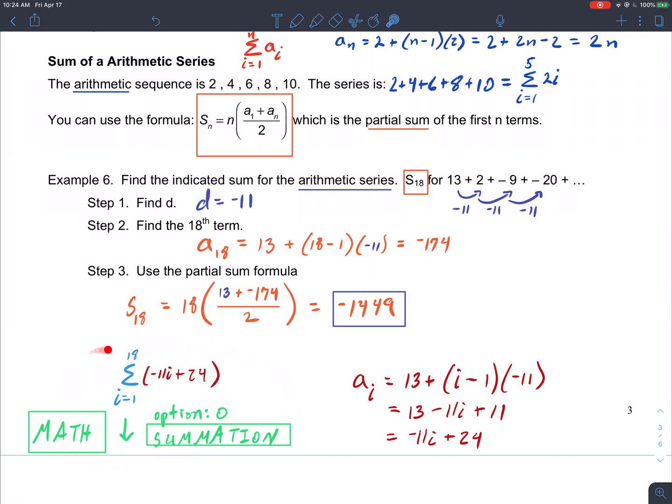Please note, last thing I'll say here, none of this is necessary. Everything I've done here, all of this sigma notation stuff, is not necessary for these problems. These problems are arithmetic, and arithmetic series can be found by using this formula. As long as you have the first term and you can calculate the nth term, you can use this formula to find the sum of the first n terms of any arithmetic sequence.